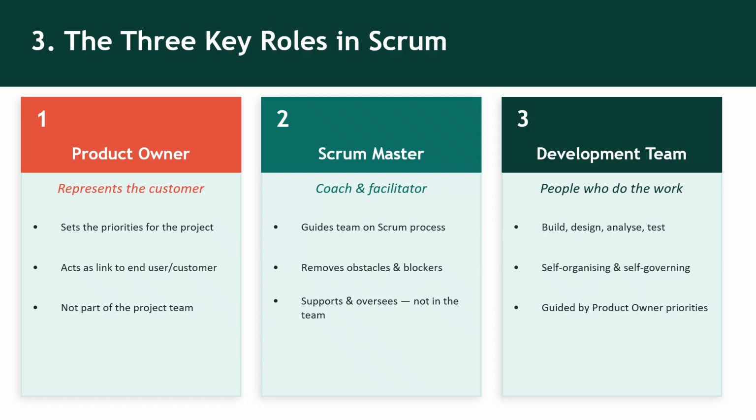3. The Development Team. The development team is the project team. They are the people who actually do the work of the project: building, designing, analyzing, testing. Scrum teams are self-organizing and self-governing, meaning they decide how to get the work done. However, they receive instructions on what the current priorities are from the product owner, and they're coached and supported by the Scrum Master.